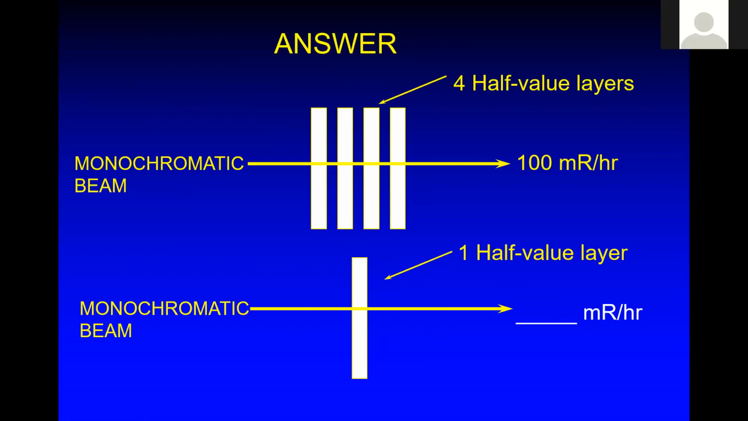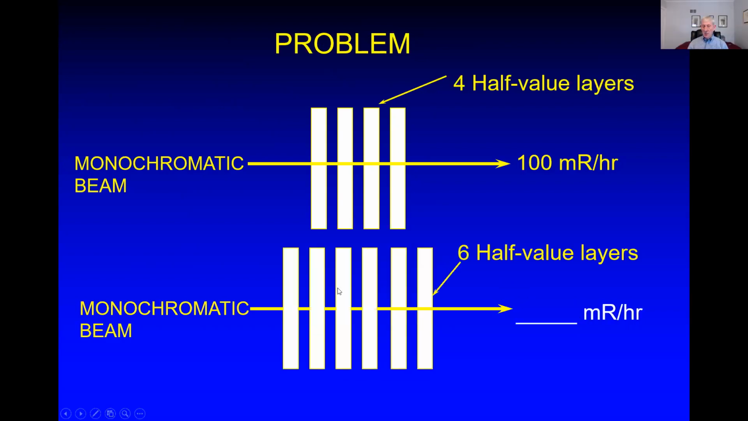800. Good, 800. And how about this one? We had 4. Now I put in 6. I added 2 layers. It had 100, but I put in 2 new half-value layers. Now what's the reading? 25. Perfect, 25. You have mastered this.